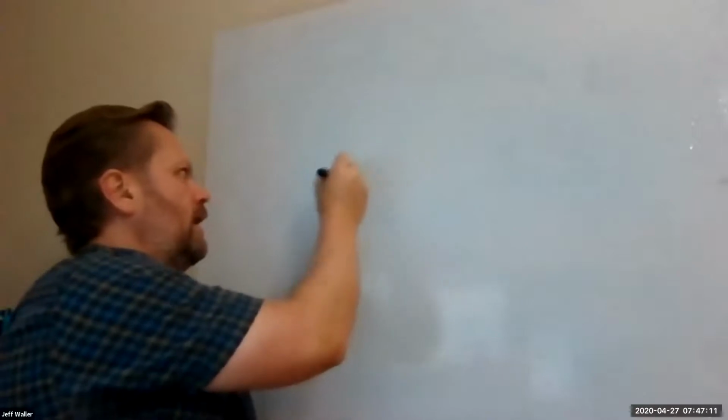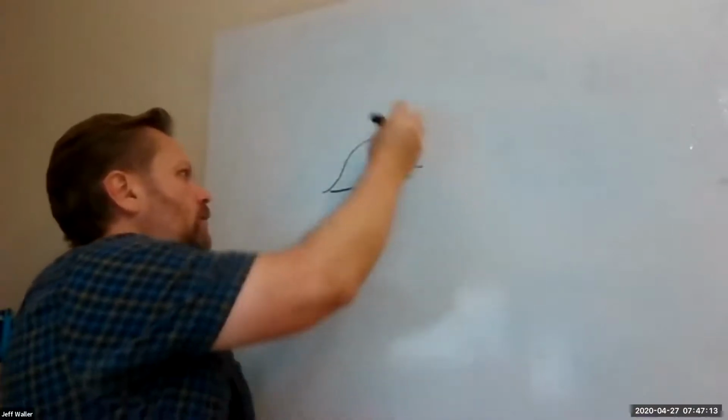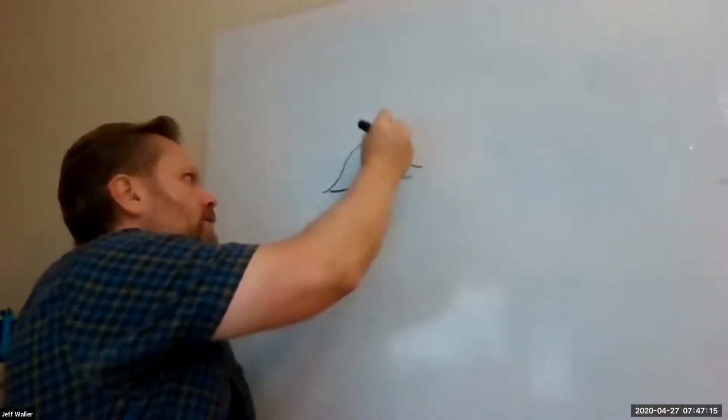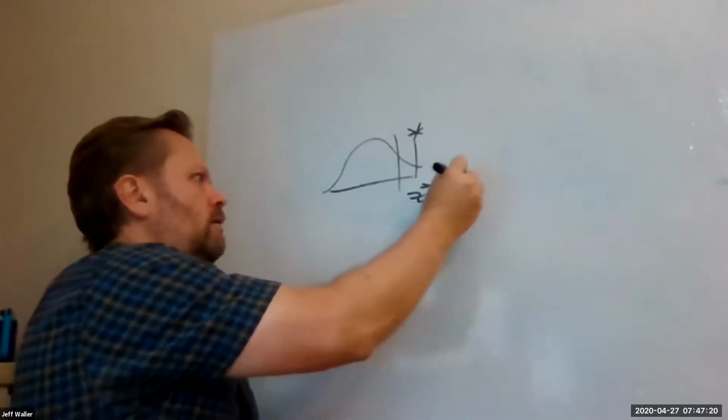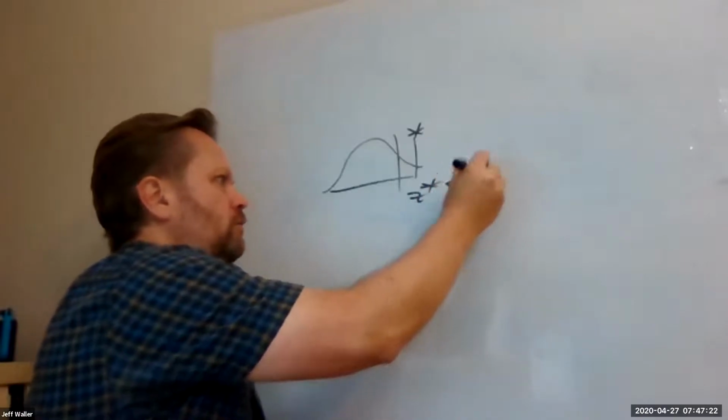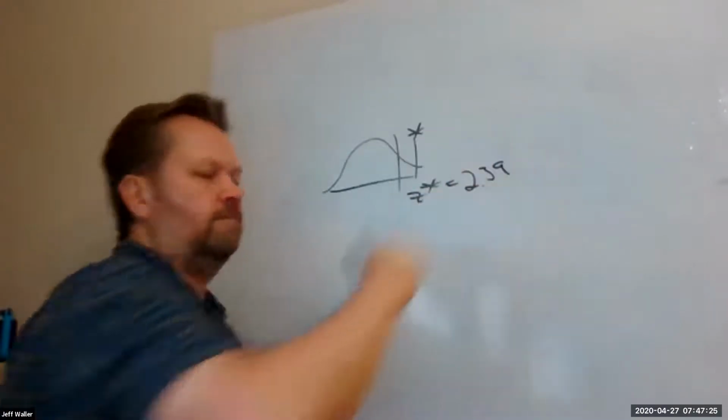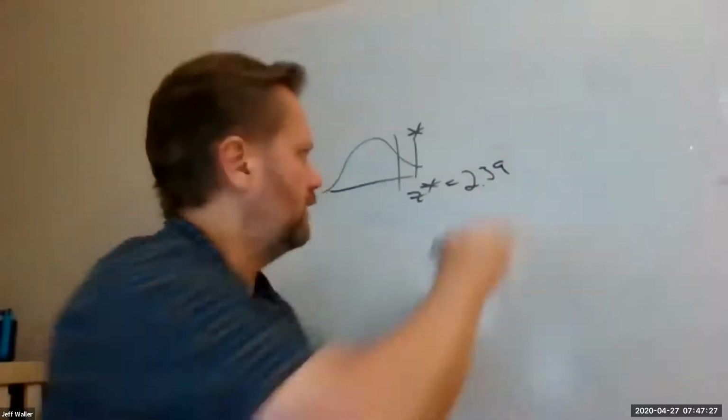All right, so what is a p-value? Let's say I had a one-tail test and I get a Z star of 2.39. I don't know if you guys can see that.